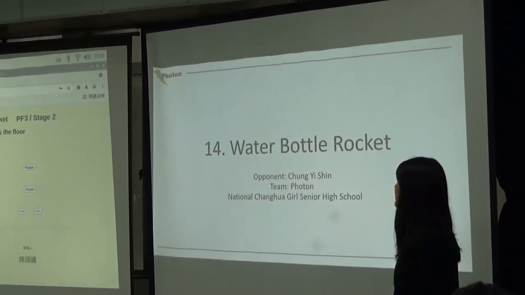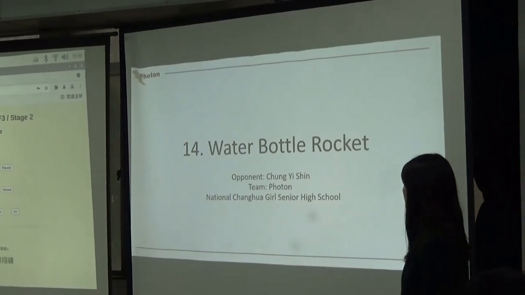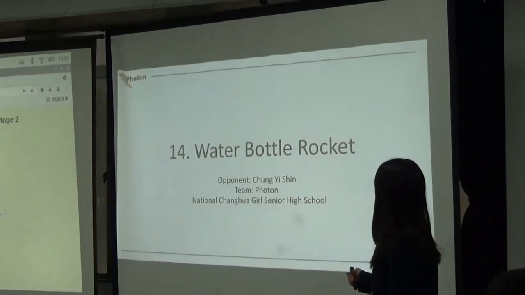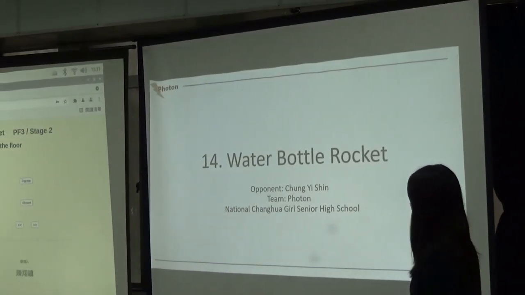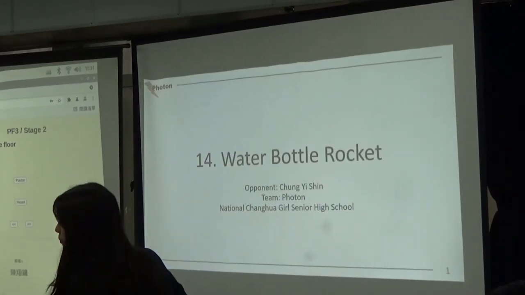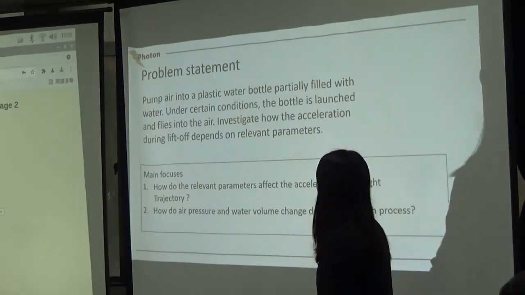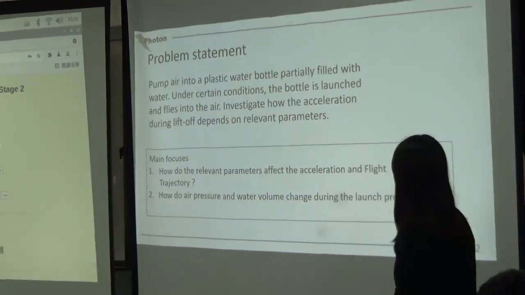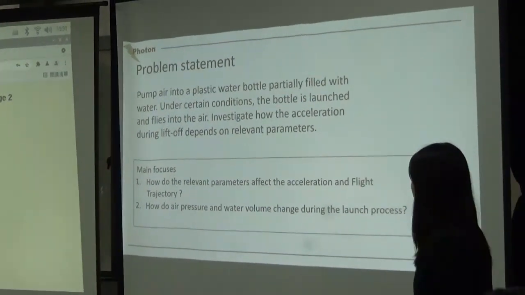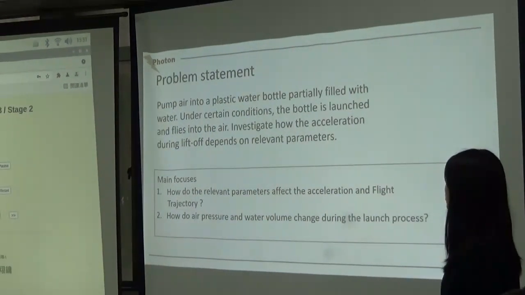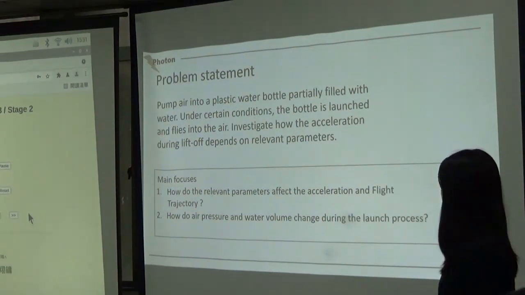Girls Senior High School, and today I'm going to oppose problem number 14, water bottle rocket. Here is the problem statement above. My main focus about this problem is how the relevant parameters affect the acceleration and the flight trajectory, and how the air pressure and the water volume change during the launch process.